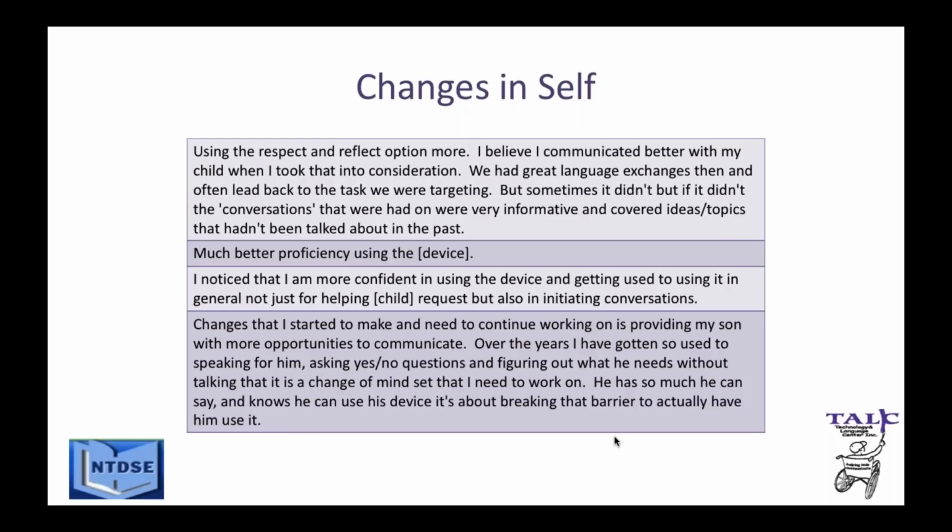And this last one really is a great illustration of that difficulty with some of the long-standing adaptations that families make to communicate with their young children who have communication difficulties. Changes that I started to make and need to continue working on is providing my son with more opportunities to communicate. Over the years, I've gotten so used to speaking for him, asking yes/no questions, and figuring out what he needs without talking, that it's a change of mindset that I need to work on. He has so much he can say, and he knows he can use his device. It's about breaking that barrier to actually have him use it.